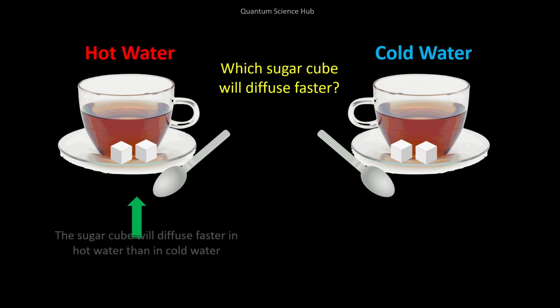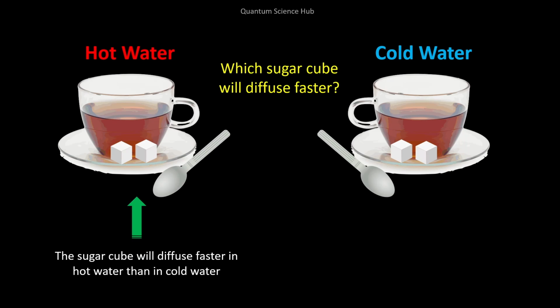Yes, the answer is the sugar cube will diffuse faster in the hot water. This is because increasing the temperature of the tea will also increase the kinetic energy of the particles. As a result, the particles will vibrate even more, move faster and further apart, so the rate of diffusion will also increase.